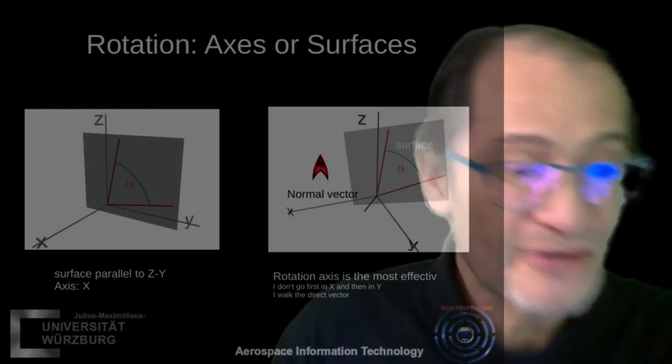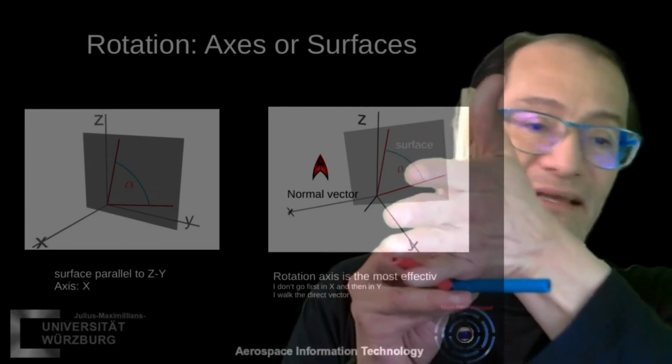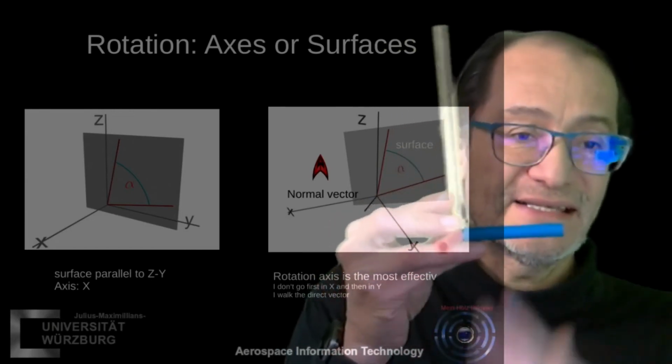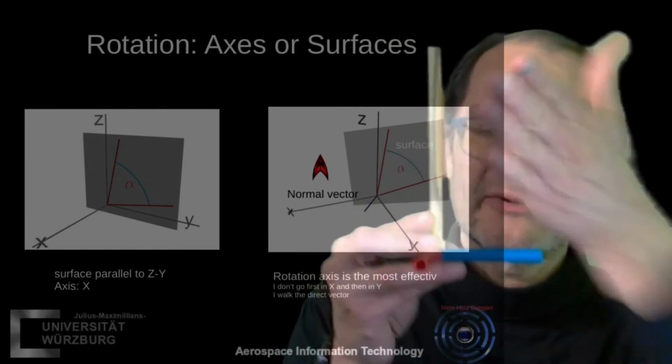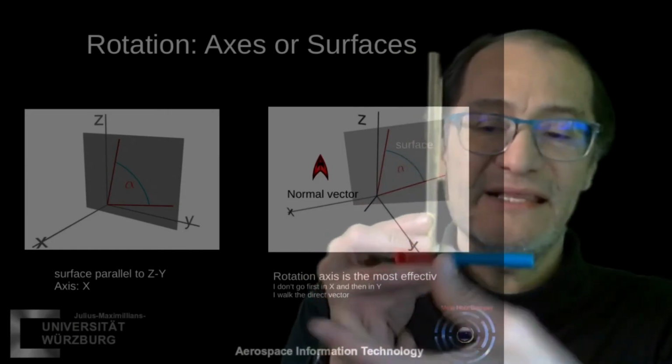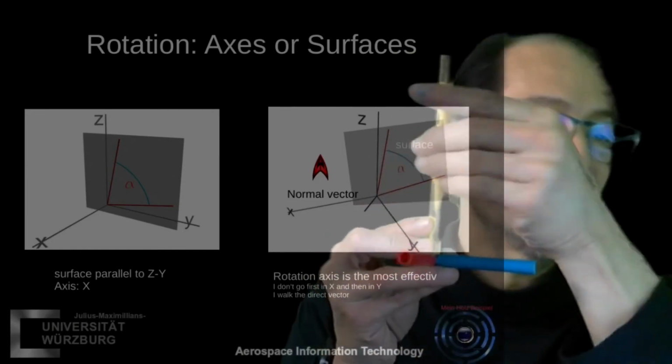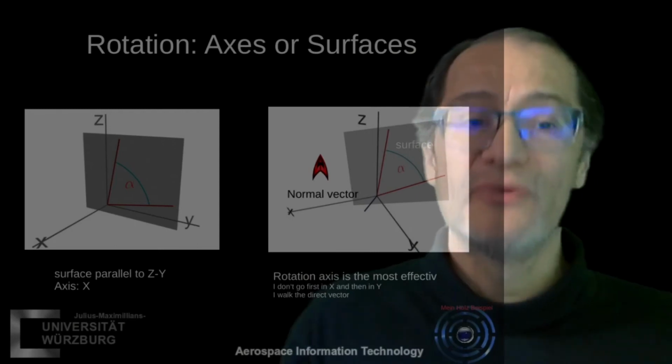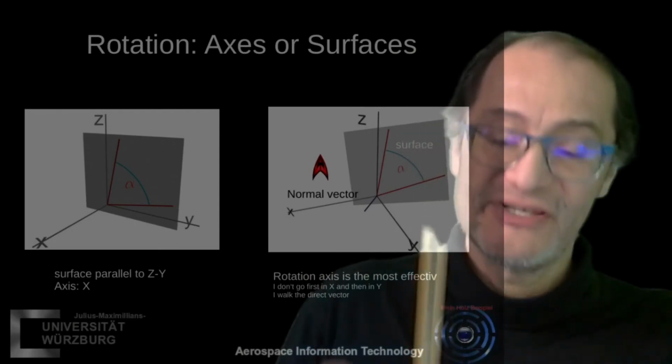This plane, the rotation plane, could be exactly one of these planes of our coordinate system. And then we rotate first on this plane, or around this axis, then on this plane around this axis, and then on this plane around this axis. Or we can find an arbitrary plane, which is not aligned to this.